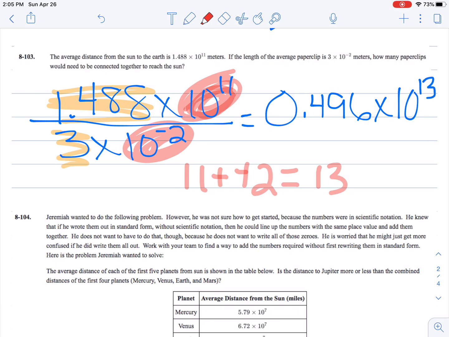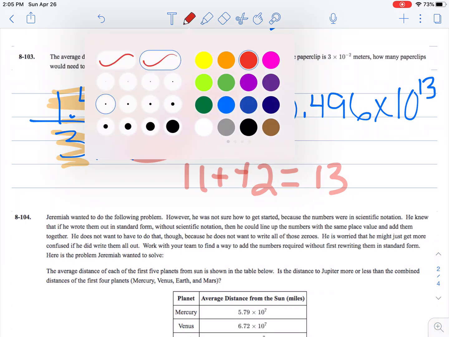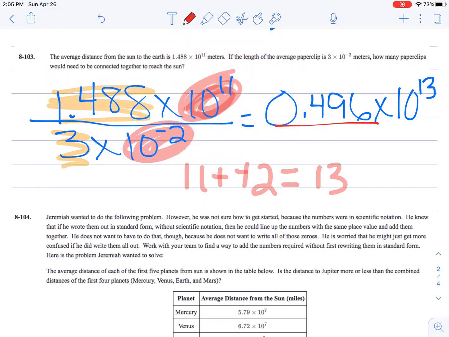But look, our number's not in correct scientific notation. This decimal point needs to move one place value to the right between the 4 and the 9. So I'd have 4.96 times 10, not to the 14th. Last time we added because we moved the decimal to the left. This time we're subtracting from the 13 to get 12 because we're moving to the right.